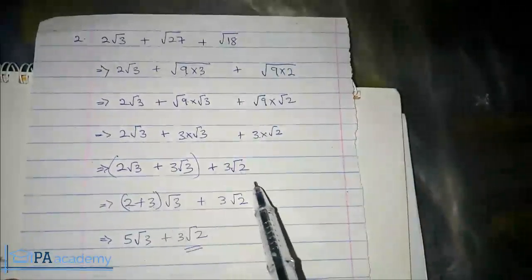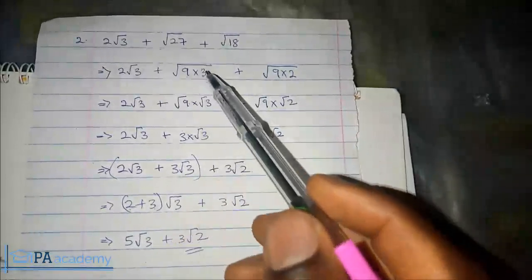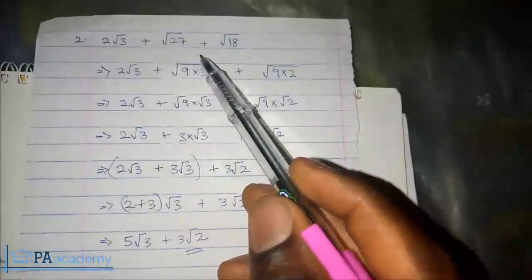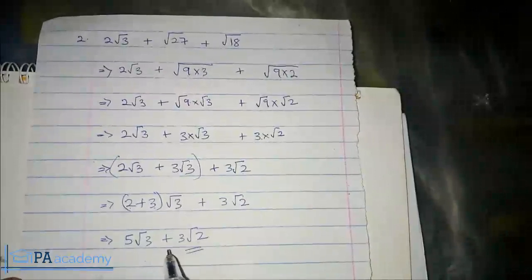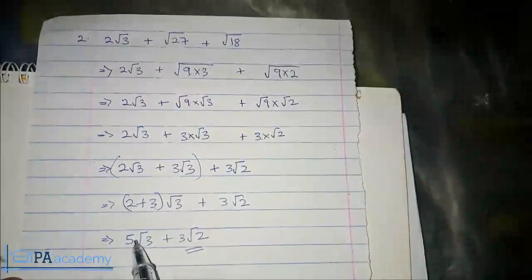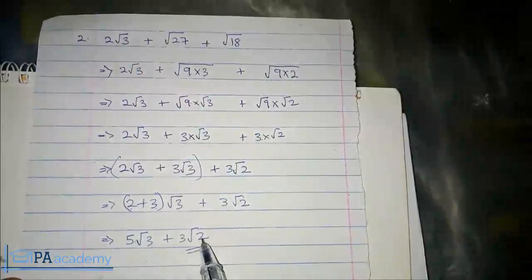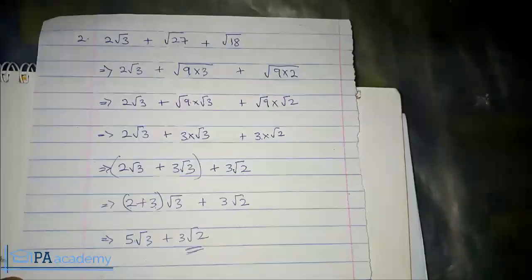So if you are to simplify 2 root 3 plus root 27 plus root 18, we will arrive at 5 root 3 plus 3 root 2. Now we cannot add this because the roots are different. This is root 3 and this is root 2. So we'll leave that as our final answer.